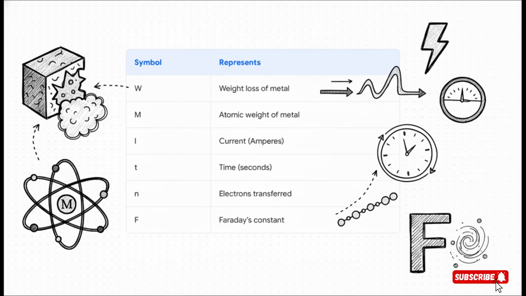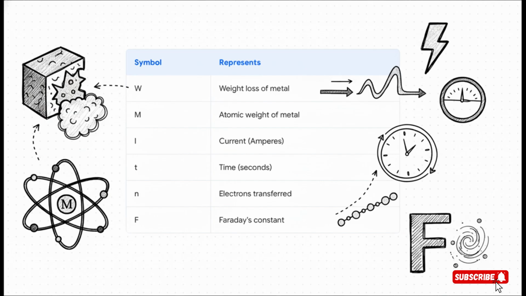So let's look at the components. W is the weight of metal lost. That's what we want to find. This weight is directly proportional to three things. M, which is the atomic weight of the specific metal we're dealing with. I, the corrosion current flowing in amperes. And T, the time in seconds that the current is flowing.